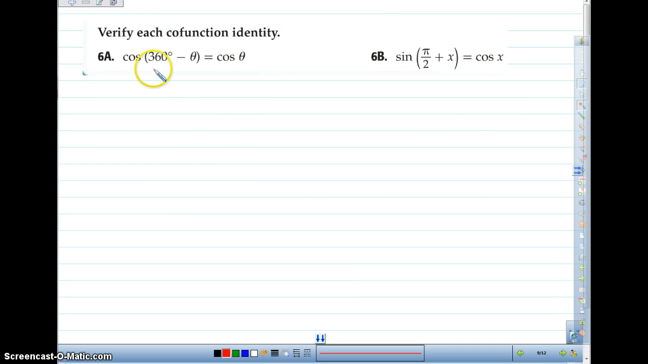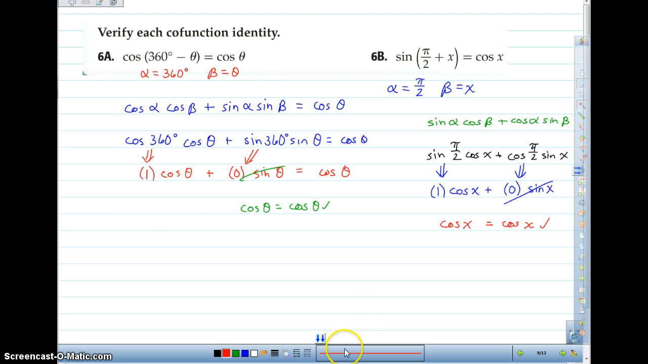If you want to try 2 of those on your own, here are 2 examples. I'll put up the answers in just a second. So there are your solutions. Again, each of these are just verifying cofunction identities that we already know to be true. So it should work out pretty easily. Just be careful about the order that you put alpha and beta in, and that you actually are applying the sum and difference identity correctly.